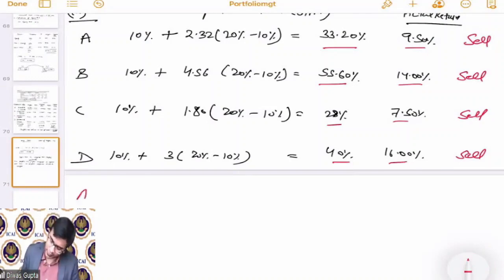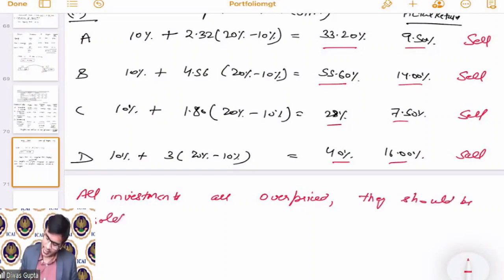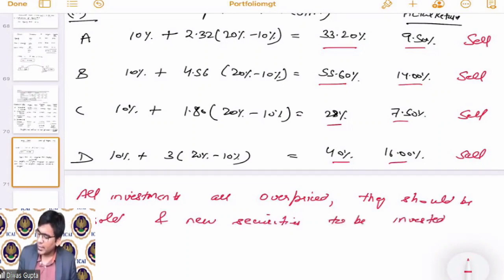So all investments are overpriced. The term that we used is overpriced. Overpriced is because expectation is higher but delivery is lesser. The actual delivery is less. So these are all overpriced. They should be sold and new securities to be invested. So the investment should happen in new securities.